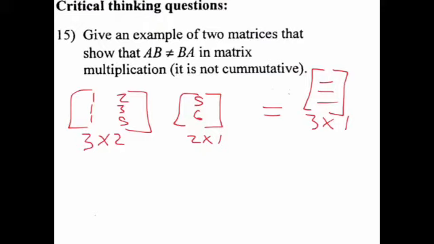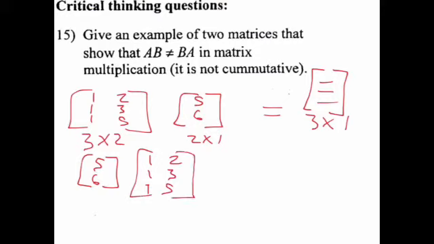But if you switch the order, like you get 5, 6, and you try to times it by 1, 2, 1, 3, 1, 5, you actually can't do that, because that's only 1 long, and that's 3 long, so this one is undefined. So here's an example of some matrices that don't work, so you can't have commutative property here.